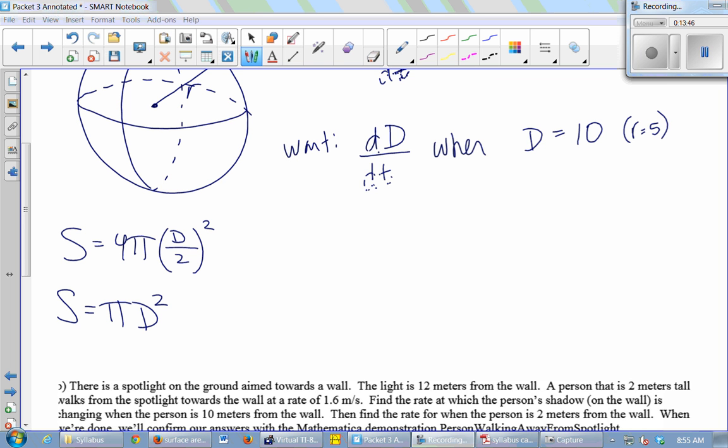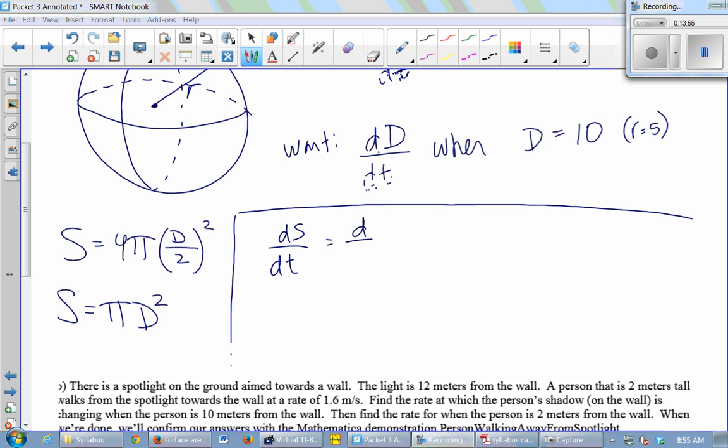So now I introduce some rates of change by taking d dt of both sides. So dS dt is going to equal d dt of pi D squared. So the derivative of pi D squared would be what? 2 pi D, not quite done, times dD dt, chain rule. Because diameter is a function of time, so that's really like an inside function, that capital D.